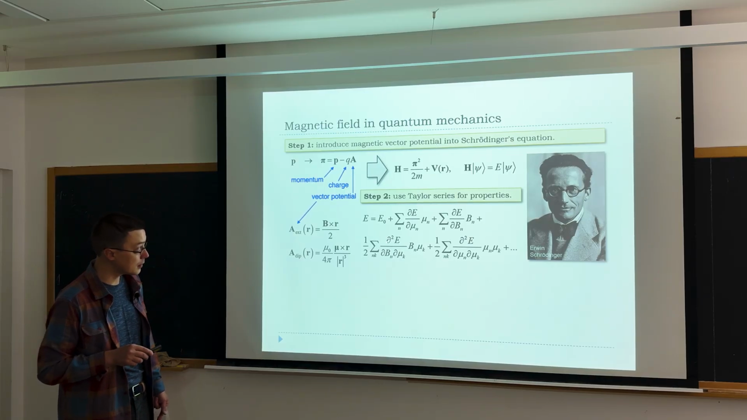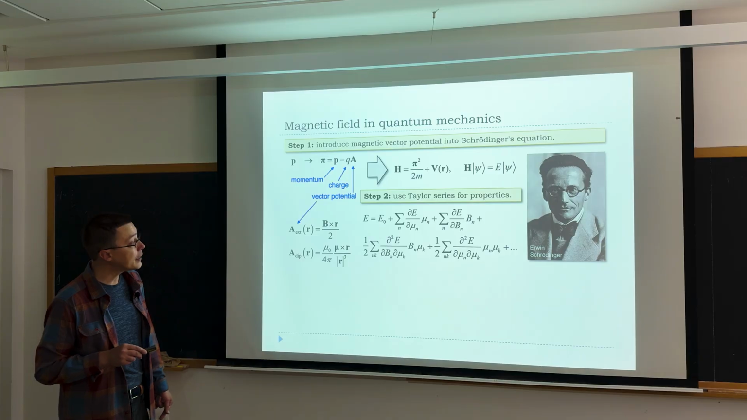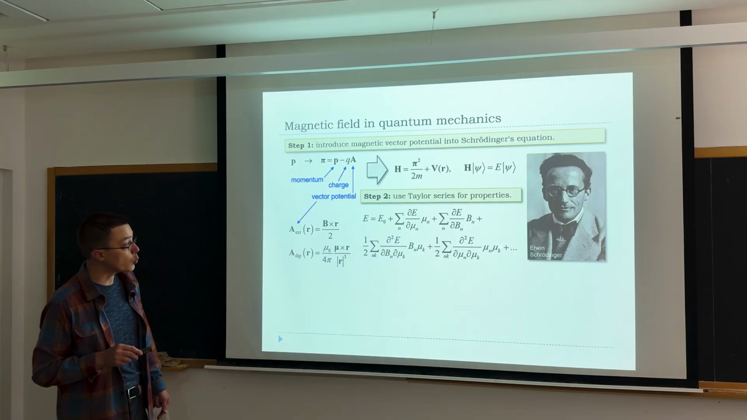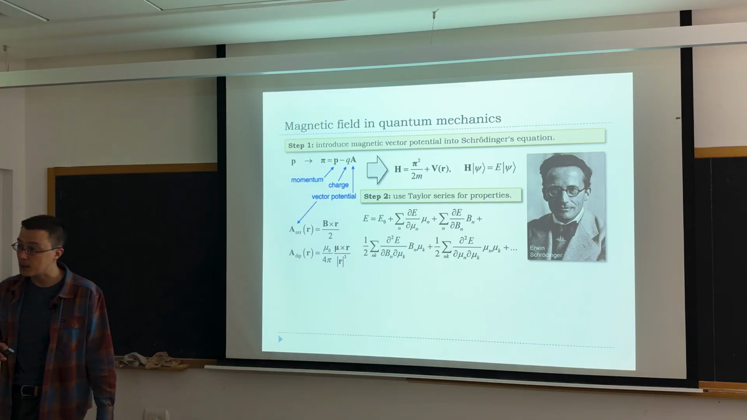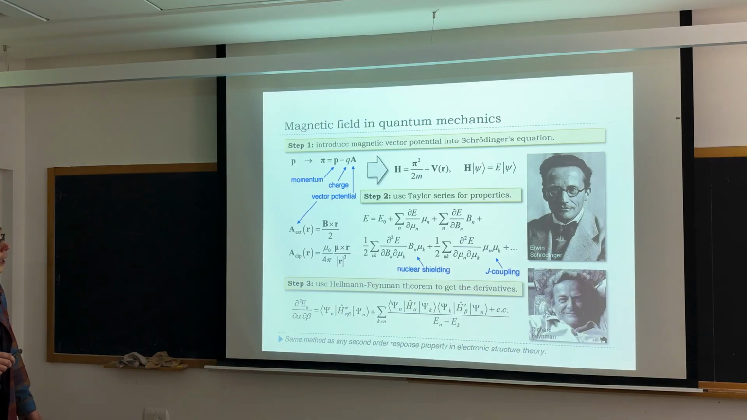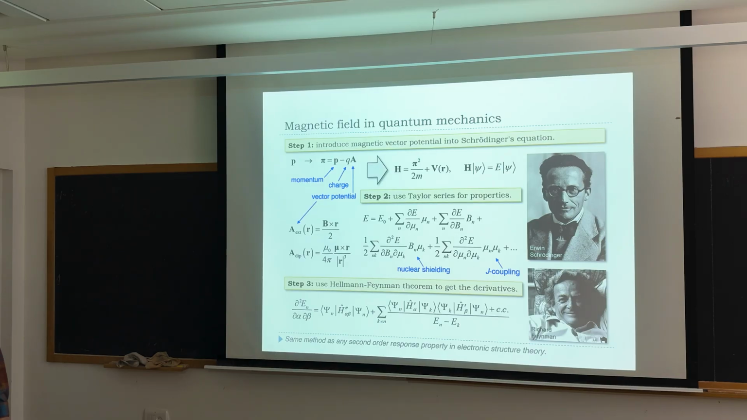So this is the chemical shielding. And then these are interactions between the nuclear spins. So these are J couplings, for those of you who have done magnetic resonance already. Okay, and then we use the Hellmann-Feynman theorem to second order to get those derivatives, and none of this needs to be done by hand anymore.